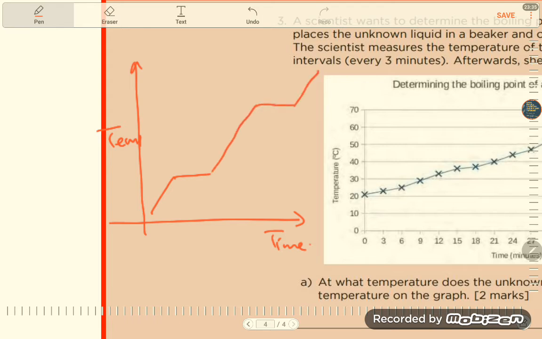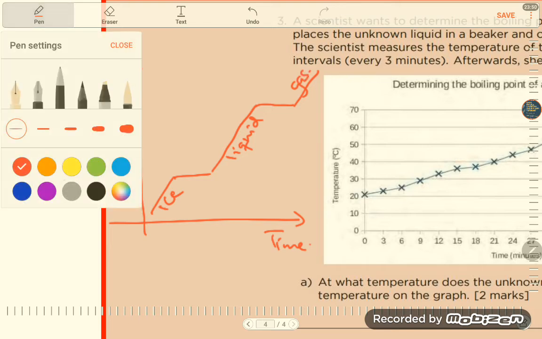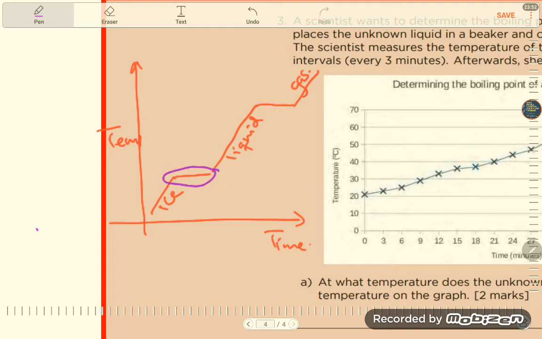Okay, so what that means is we've got water here. The water is going to be ice, and then here is going to be liquid, which is going to be your normal water, and then here's going to be your steam or your water vapor to be precise. But what I'm really interested in bringing out is this part here.